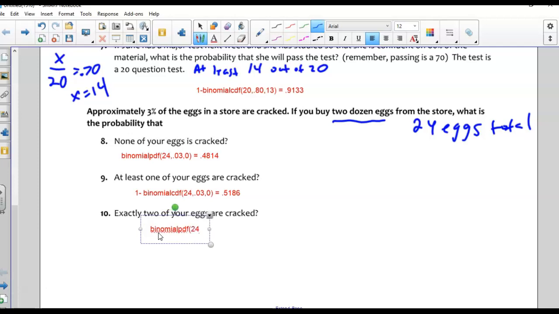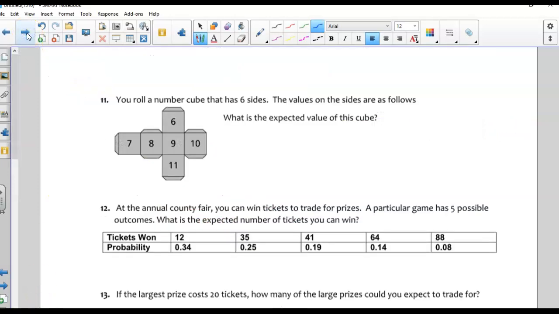So 0.03, comma, exactly 2 eggs are cracked. Okay, and we punch that in our calculator. Again, you got to punch these in. I'm not going to punch them in. There you go. 12.7%.